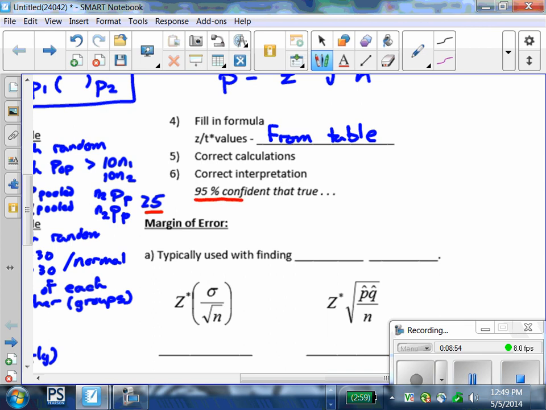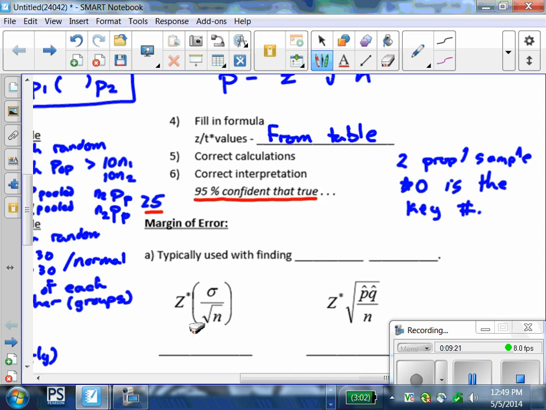Again, there's the way you can start off every one of those, depending upon your alpha level or your confidence level. 95% confident that the true proportion, that the true mean, that the true difference in means. Remember, and if it's a two proportion or a two sample t or z interval, 0 is the critical value, right? Is that key number, right? If 0's in the interval, there is no difference. If 0's not, if it's all positive, it tells you something. If it's all negative, right?